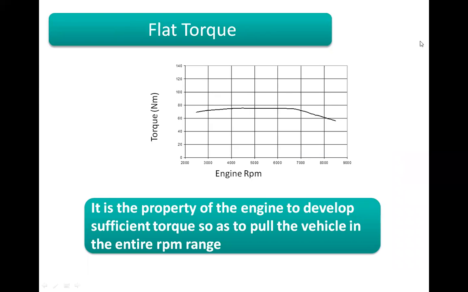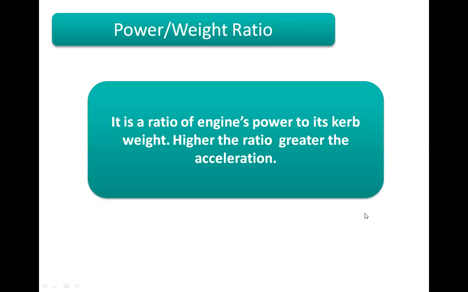Then flat torque. Here in the graph shown, along the x-axis engine RPM is given, along the y-axis the torque in Newton meter is given. So flat torque is nothing but the property of the engine to develop sufficient torque so as to pull the vehicle in the entire RPM range.